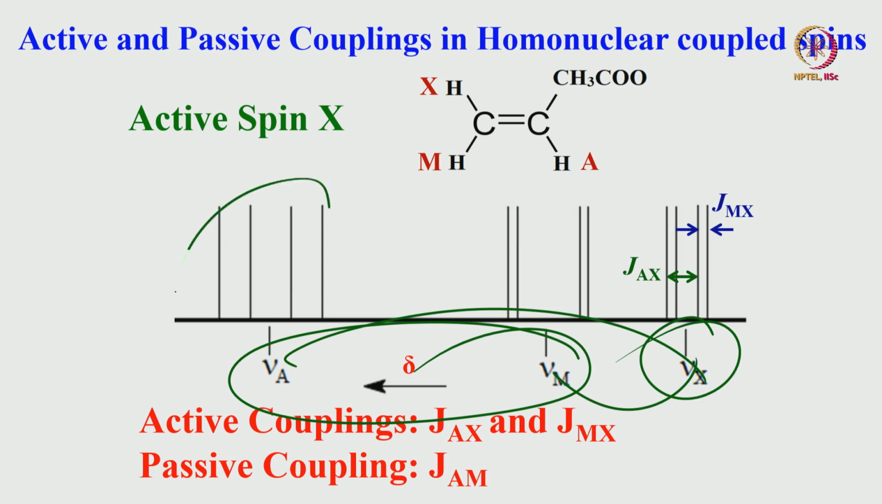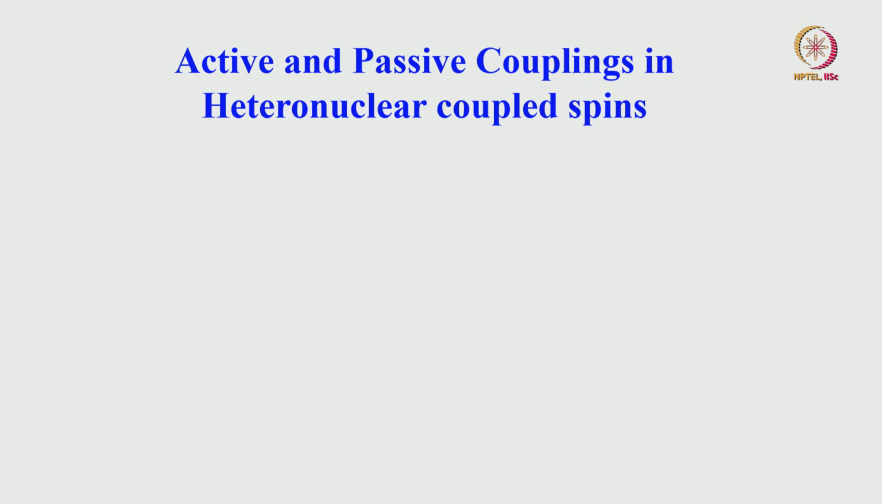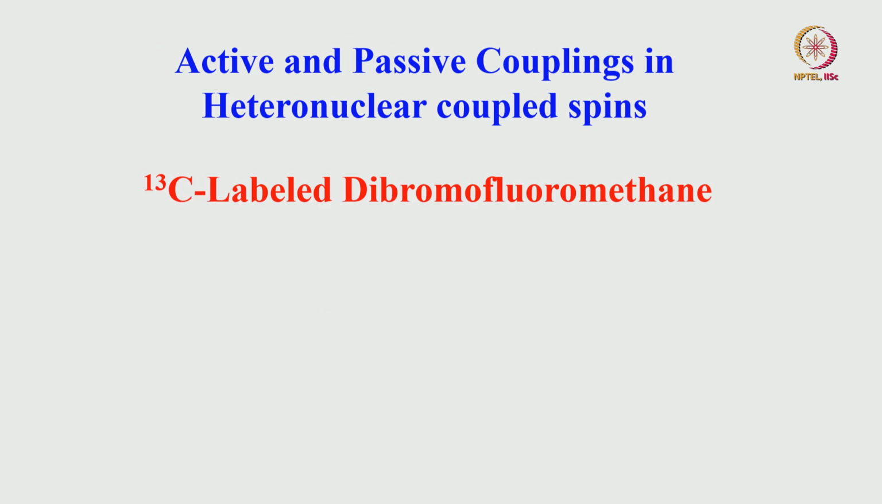You cannot look at proton A and start looking for the MX coupling, you will not see it. This is a very important concept, you must remember. Okay. Let us see active and passive couplings in heteronuclear coupled spins. I will show you an example.